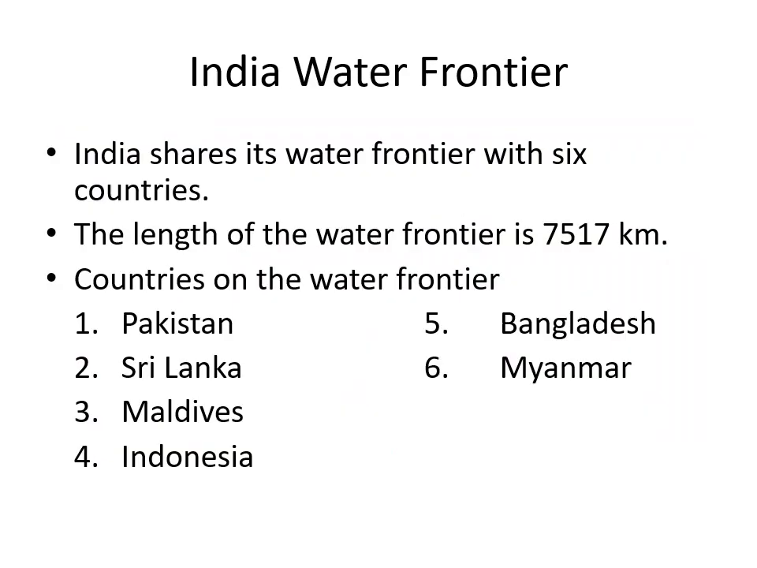Yes friends, now we will talk about the water frontier. India shares its water frontier with 6 countries. The length of the water frontier, actually it is not the length of the water frontier, it should be called the length of the coast of India. It is 7,517 kilometers. The countries with which we share our water frontier are Pakistan, Sri Lanka, Maldives, Indonesia, Bangladesh and Myanmar.